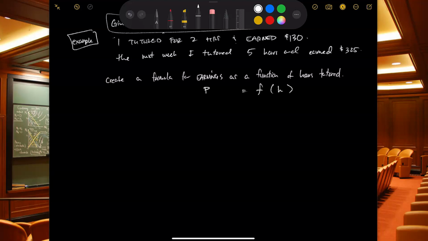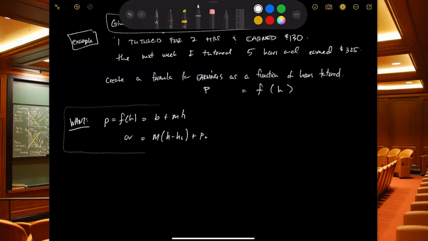So here, what do we want? We want P equals f of H to be either B plus MH, or to be equal to M times (H minus H naught) plus P naught for a point that we have. So this is what we want.